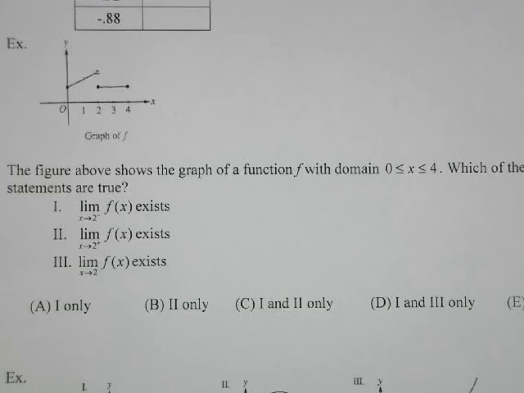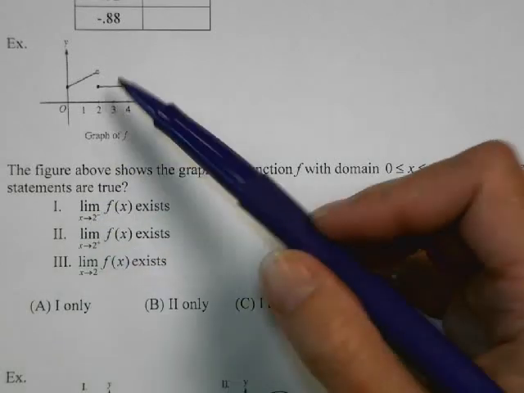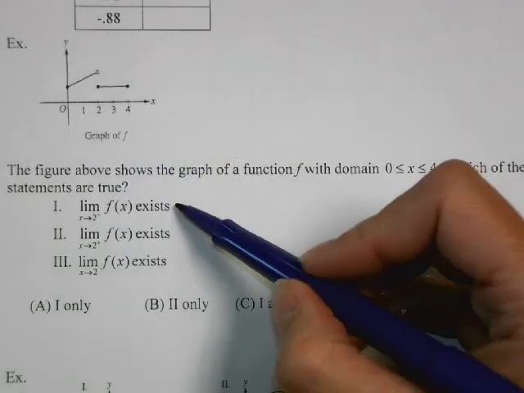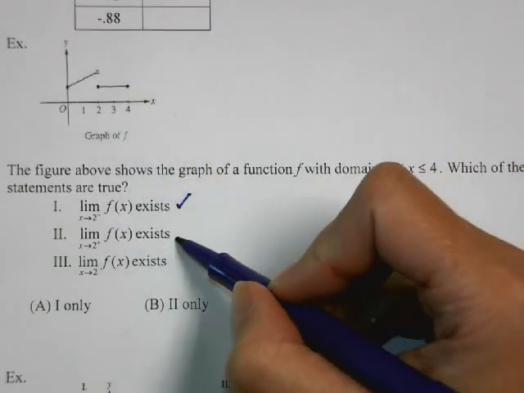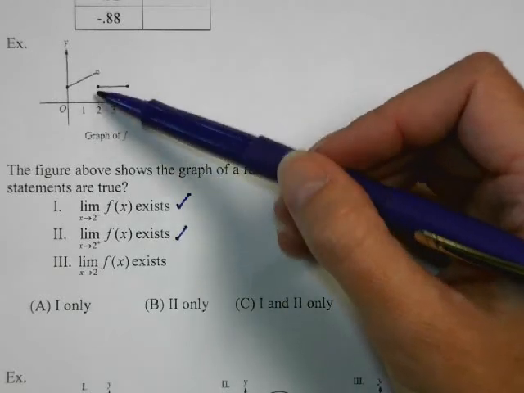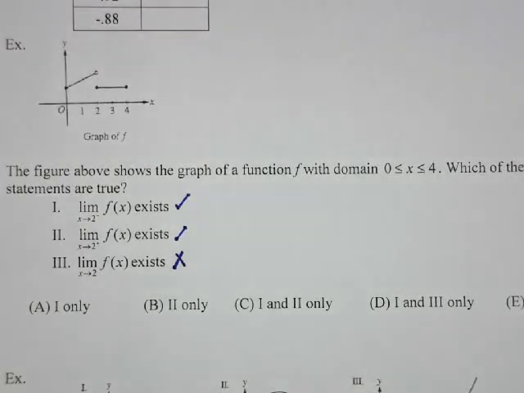The figure above shows a graph of a function with a domain from 0 to 4. Which of the following statements is true? So the limit as x approaches 2 from the negative side exists. Yes, it does. As we approach 2 from the positive side, that exists. But are they the same? No. So statement 1 is true, statement 2 is true, statement 3 is not. So our answer here is C.